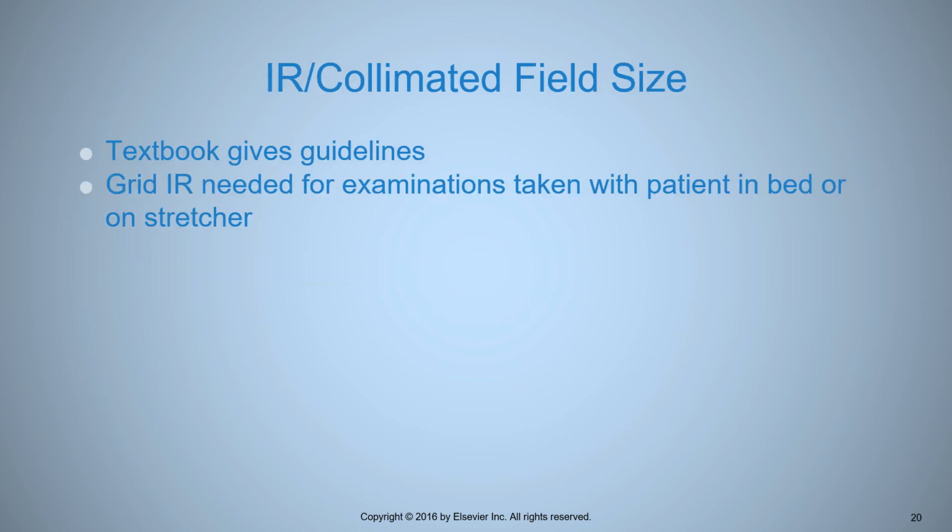All right, so our collimated field size. Oh, look, textbook give guidelines. Well, I guess that's a nice trick to actually get you to open your textbook. Like I said, if you're imaging the whole pelvis, you need a 14 by 17 crosswise field of view. If you're imaging just one hip, you need a 10 by 12 portrait field of view. Okay.